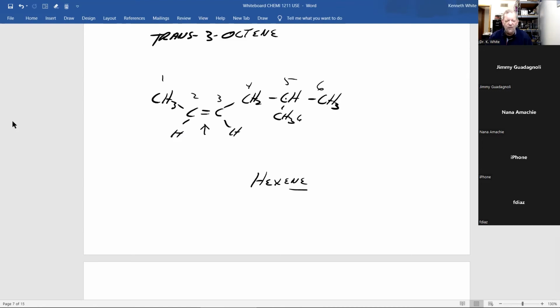And which of the carbons is closest to the end of the chain? Notice this carbon right here, 2. I start the other way, 1, 2, 3, 4. So which is smaller, 2 or 4? Hopefully I'll pick 2. Now, notice I have the same atom on each carbon of the double bond, hydrogen.